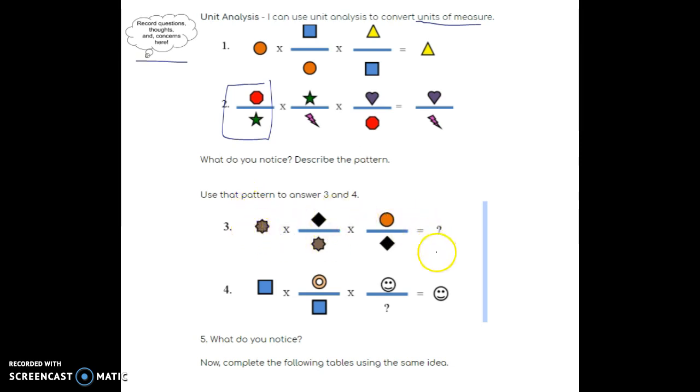All right, so looking at number 3, what do we notice? What do we think the answer is? What do you think the answer is? I'm not going to tell you, but I am going to check this. And then same thing on number 4. What goes in the blank?